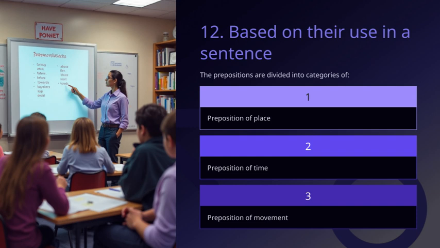Then we have prepositions of place, which indicate where something is located. Examples include in, under, or beside. These help us pinpoint the position of objects or people. It's important to remember that these categories are based on how prepositions are used within a sentence, which helps us communicate more clearly and accurately. Understanding these distinctions is key to mastering prepositions and improving our overall language skills.